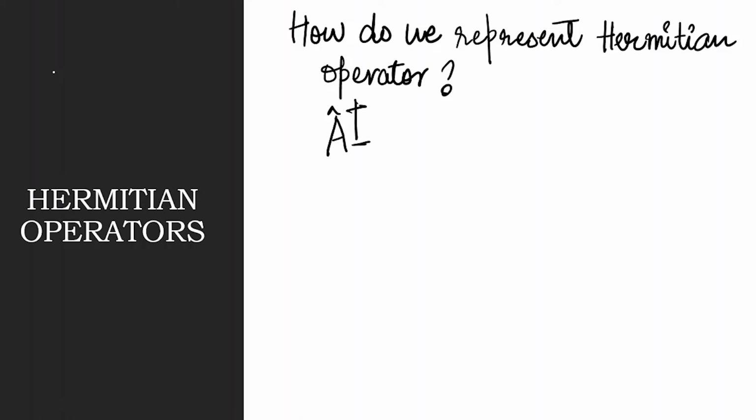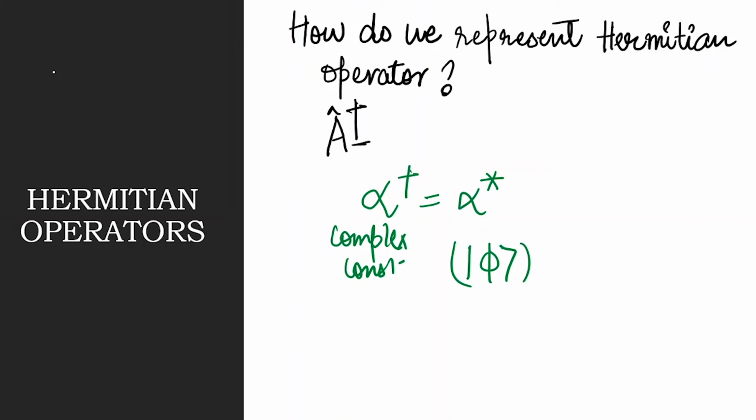like if we have alpha, some complex constant, then its adjoint should be equal to its complex conjugate. And if we have any state phi, if we have to do its adjoint, then it gets transformed into a bra state and vice versa.